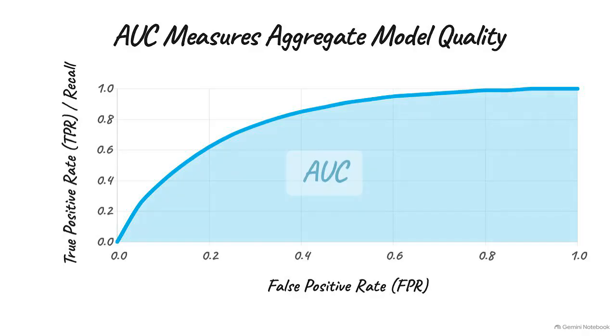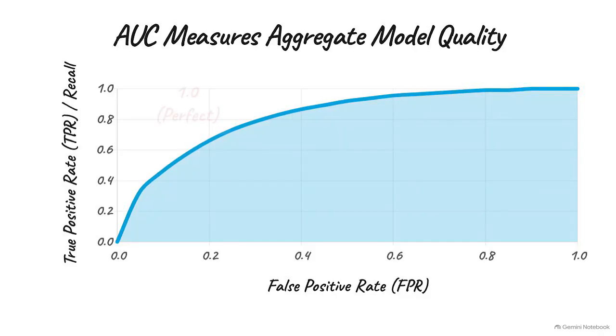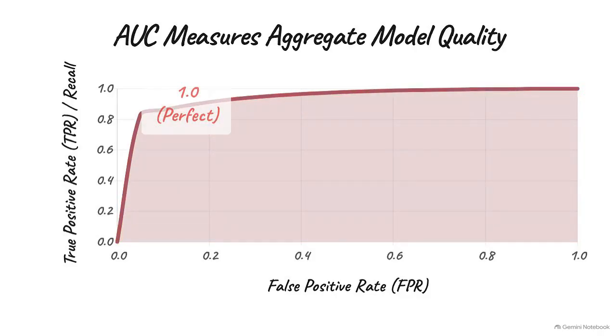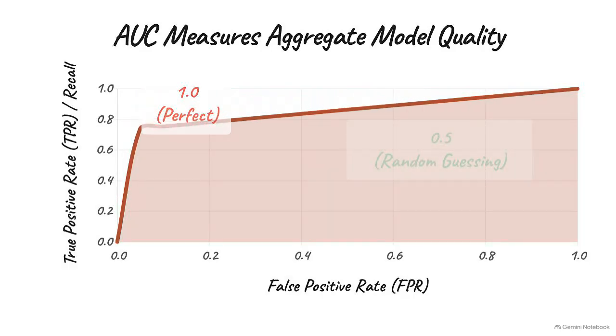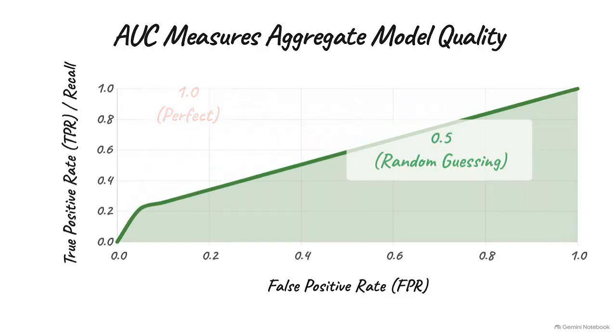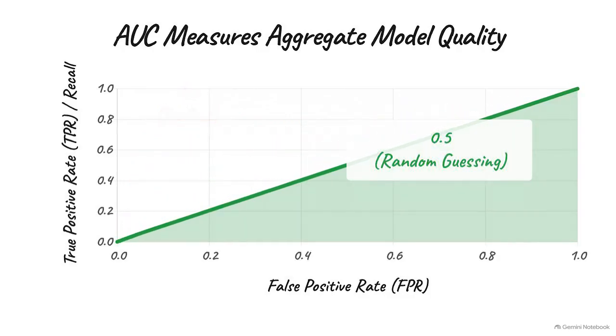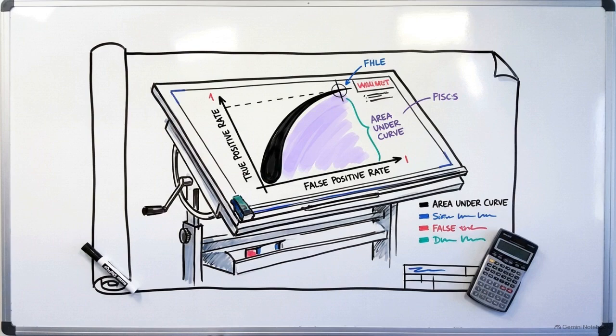Area under the curve, or AUC, provides an aggregate measure of model performance. It represents the total two-dimensional area beneath that plotted line. A perfect model has an AUC of 1.0, pulling the curve to the top left. A useless model has an AUC of 0.5, represented by a diagonal line indicating random guessing. The ROC AUC is the definitive engineering map for translating probability into business action.